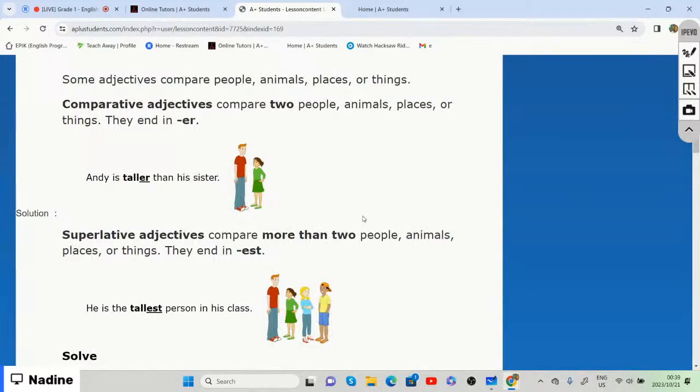And then we have superlative adjectives, which compare more than two animals, places, or things. They end in EST. The superlative adjectives compare more than two people, animals, places, or things.